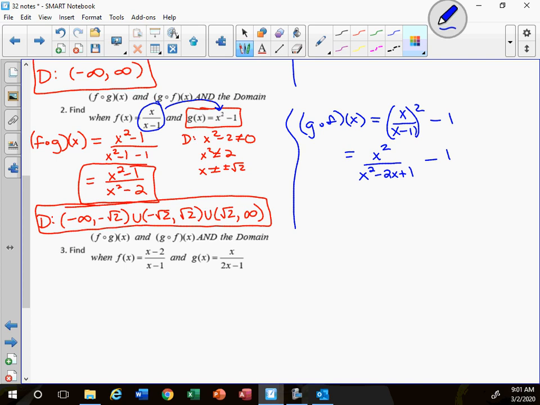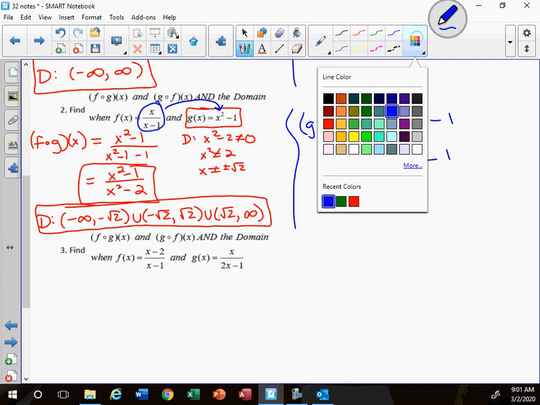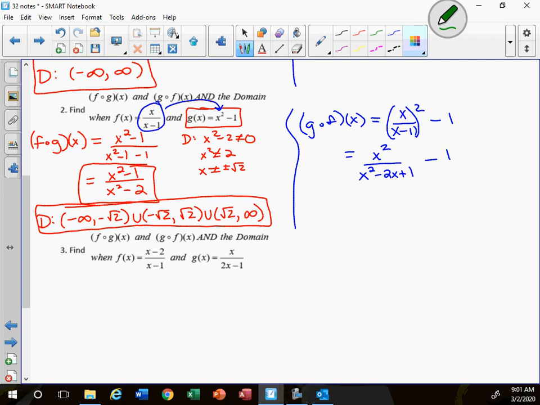That doesn't look very simplified, does it? I need to combine that minus 1 with it. So how do I subtract when I have a fraction? What do I need? Common denominator. So again, I'm going to write it just to make sure you guys can see it. I have to take numerator and denominator by x squared, multiplied by x squared minus 2x plus 1.